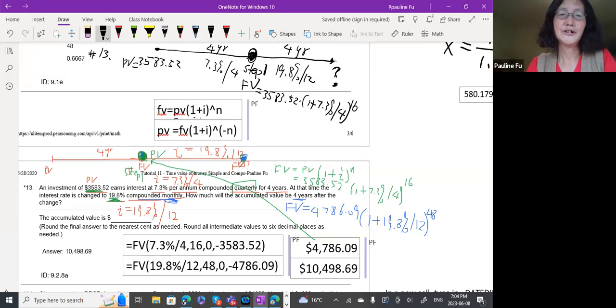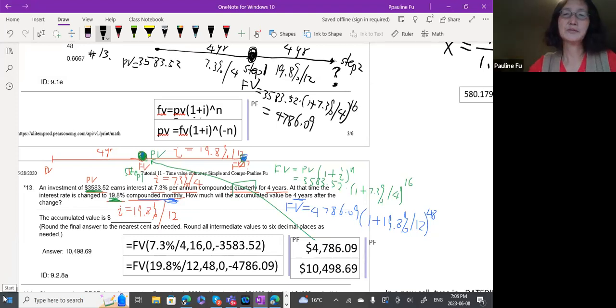Okay. So this number will give you the result, $4,786.09. So this is the money here. Once you calculated this amount, then you do step 2 here.